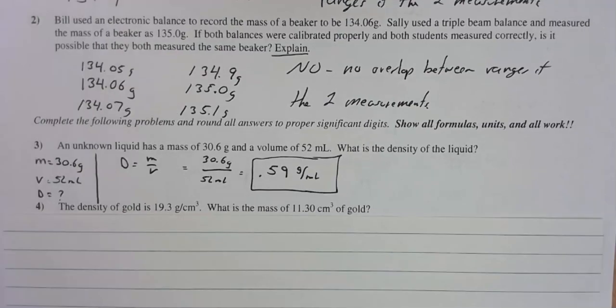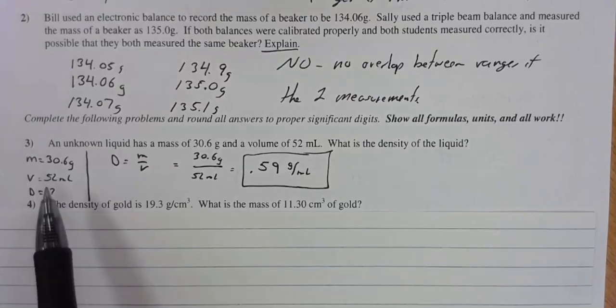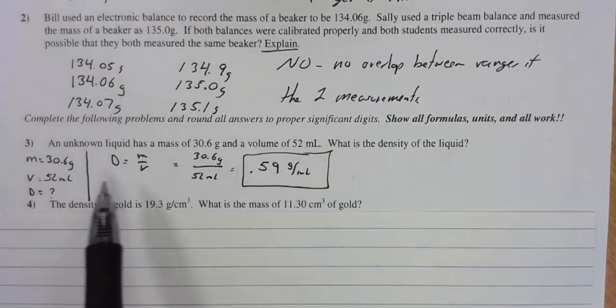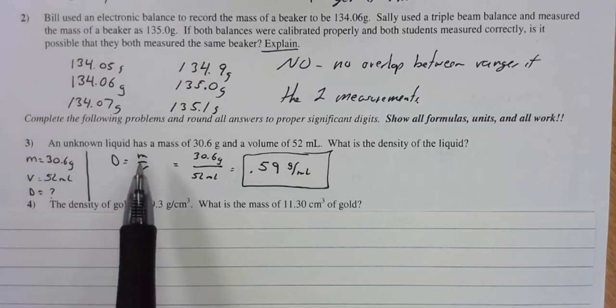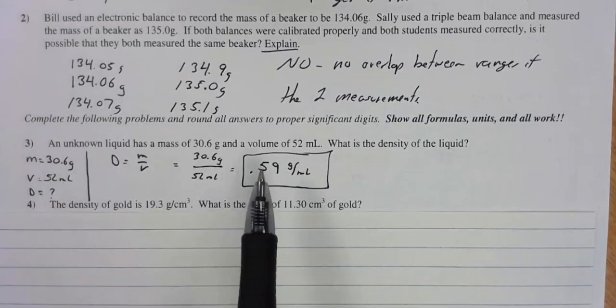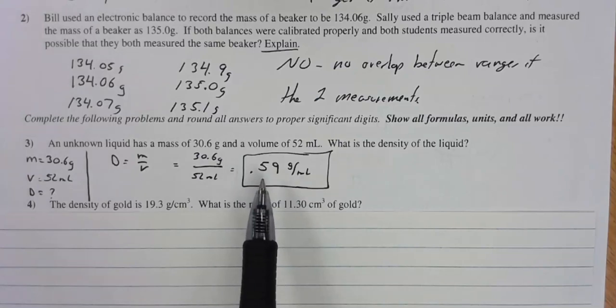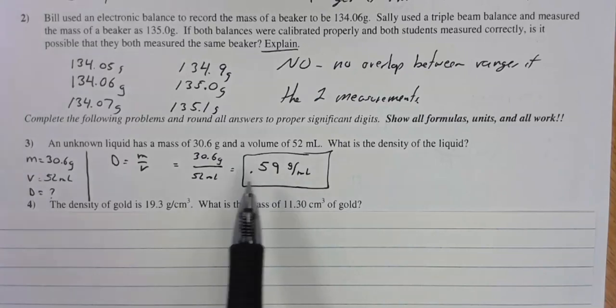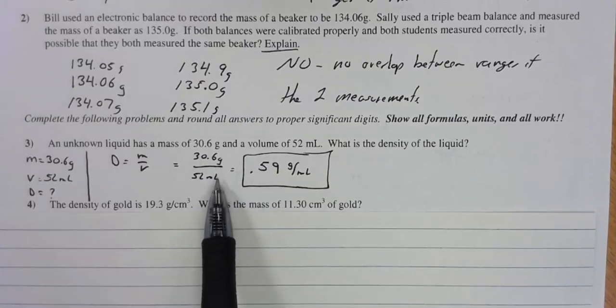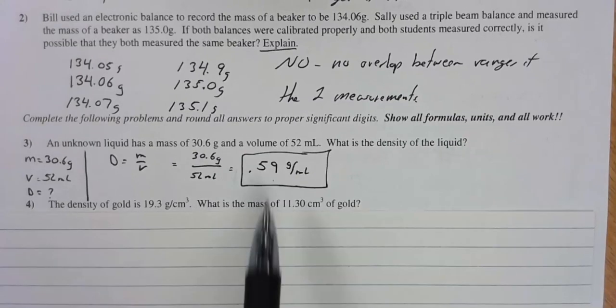Question number 3 is our problem-solving problem. So this one's very straightforward. We have our data table with mass, volume, and density. You get a point for doing the data table, a point for putting your relevant equation, D equals m over V. You have the mass, you have the volume, so all you have to do is plug them in, and you want to go to proper sig figs. So 30.6 has 3 sig figs in it, 52 only has 2 sig figs in it, so your final answer needs to have 2 sig figs in it. So our final answer is 59 grams per milliliter. Very straightforward question.